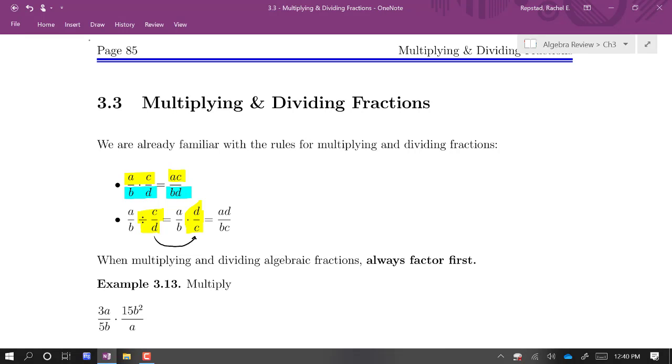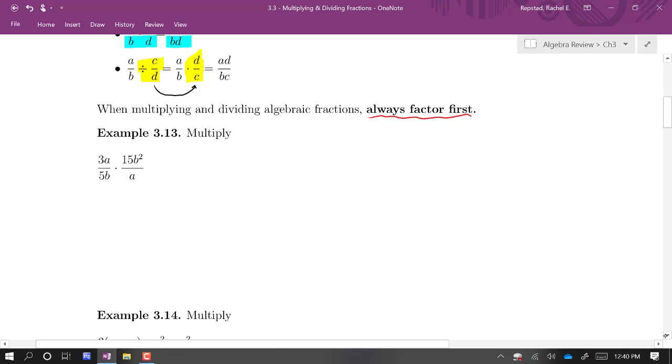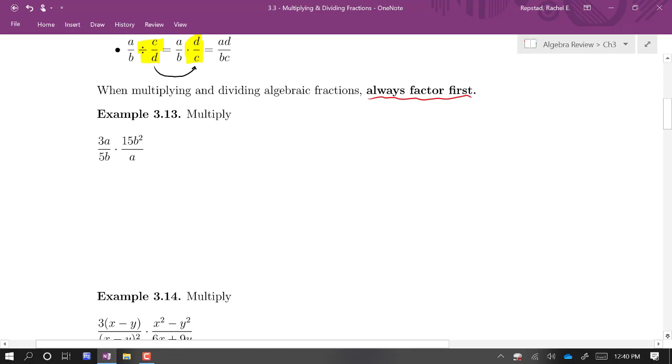If we're doing a multiplying or dividing fractions problem, we always factor first. That is the first thing we do, is try to express everything as a product of things. We're going to start out, there's no factoring to do in this first example, right? There's no addition or subtraction, so everything is just a factor.